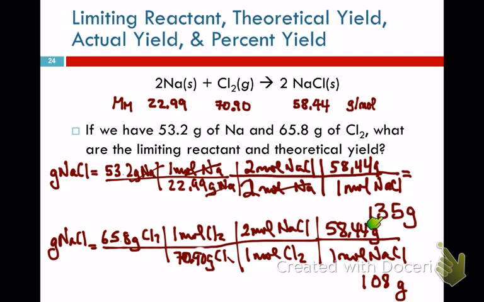I could figure out, if I knew the difference, was that 17 more grams? I could use that 17 grams of sodium chloride to figure out how much more sodium I could put in there. Those are all variations. But to answer the question, the theoretical yield is not the 135, because in theory you'll never get there; stuff will run out before you get there. It's the 108. That's my theoretical yield. And my limiting reactant is the chlorine, because when it runs out, the reaction has to stop. It limits the amount of product that can get made.